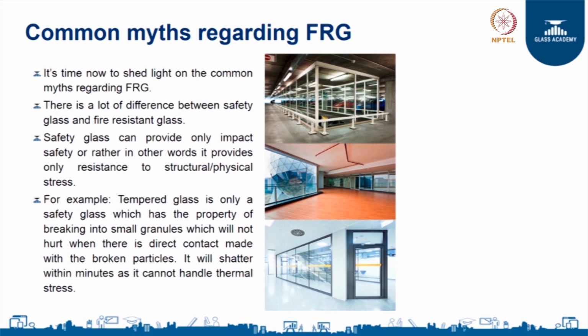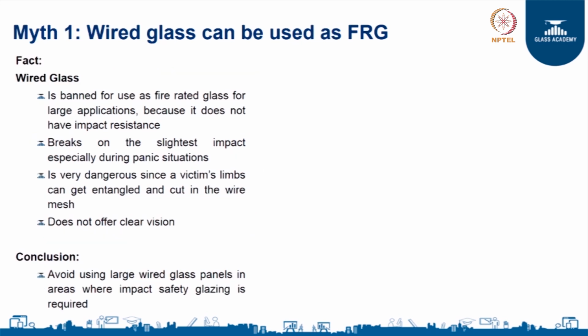Also, I would like to give you another example of a tempered glass, which is only a safety glass, or it is called a safety glass because it breaks into small granules upon impact or upon temperature rise. So, in a way it cannot be related to a fire resistant glass, and it cannot be used in a place where one really needs to use a fire resistant glass. These are some of the common myths regarding FRG. I will take you into more details in the coming slides.